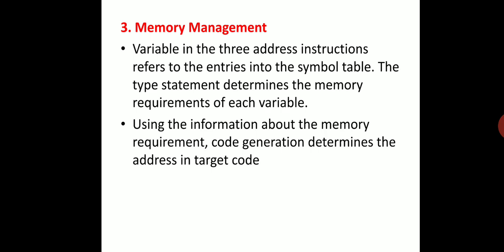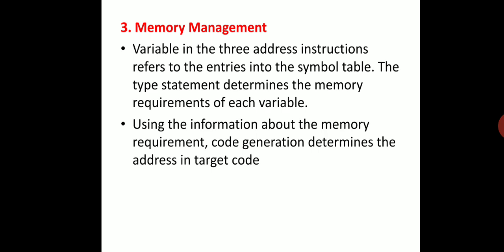Memory management, again, is one of the issues in the design of a code generator. While writing a program we use variables, and when the intermediate code generator generates the 3 address code, those variables need to be stored into the symbol table. So the variables used in the intermediate code refer to entries in the symbol table. And we need to identify the memory requirement of those variables.